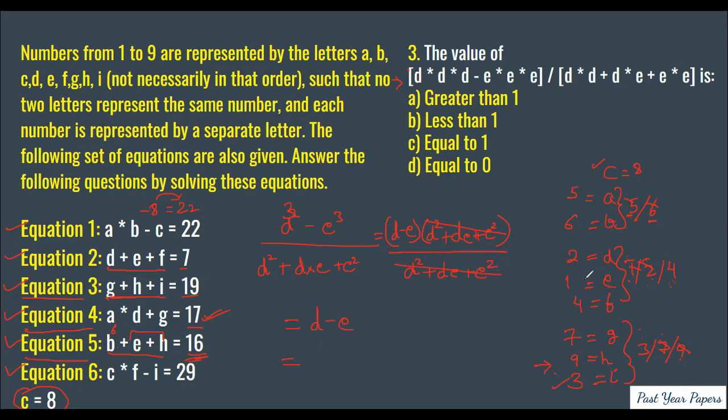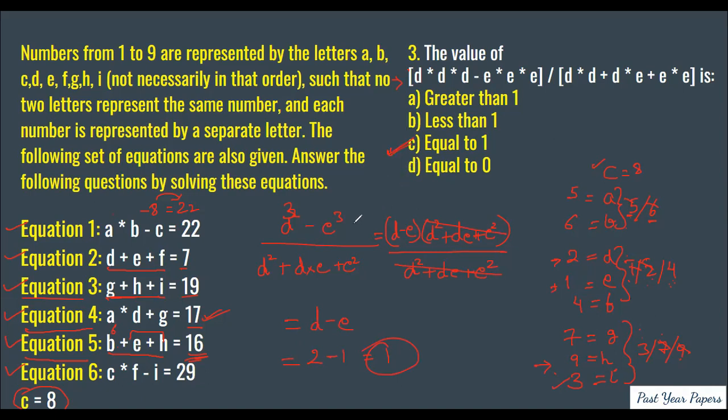So, what is d? D is 2 and e is, what is e? E is 1. 2 minus 1 is equal to 1. Is there any answer like that? Yes, C option is giving me the answer equal to 1.